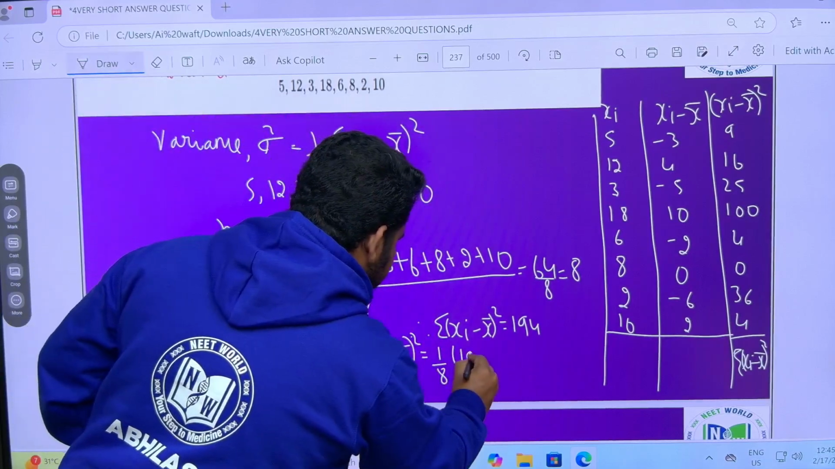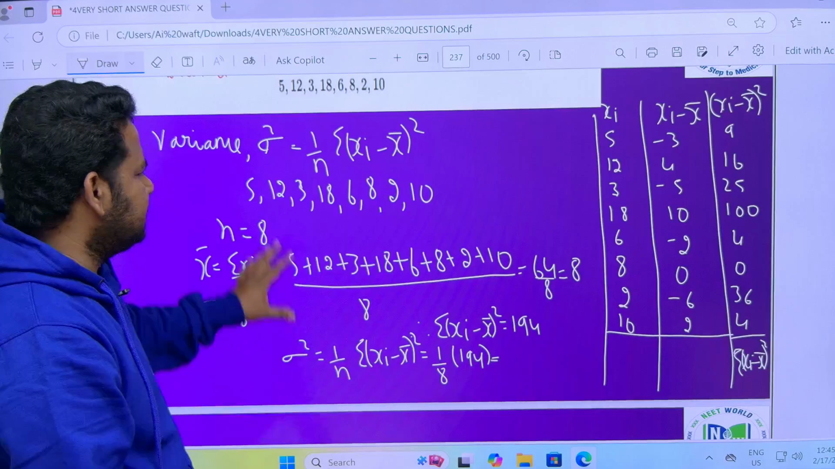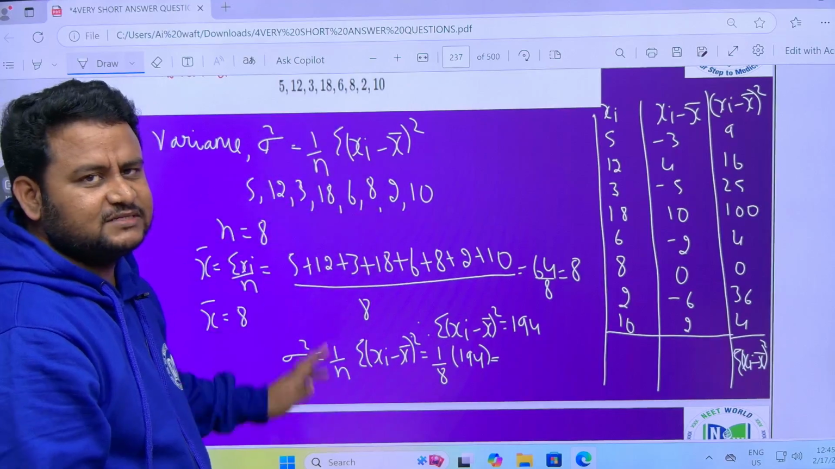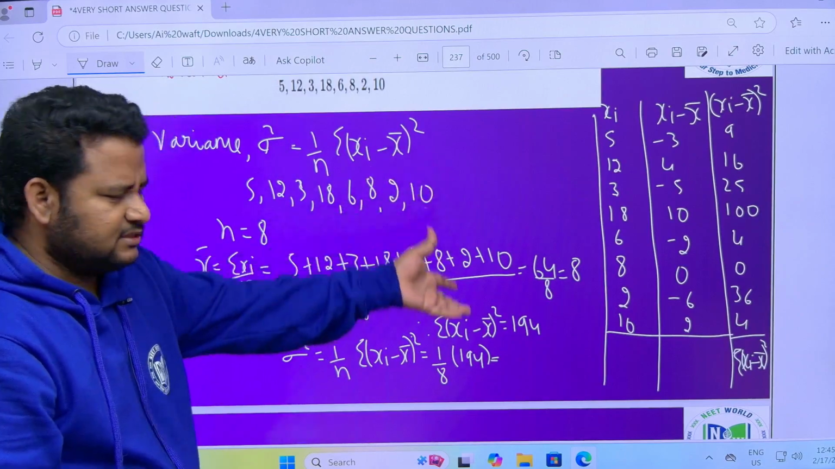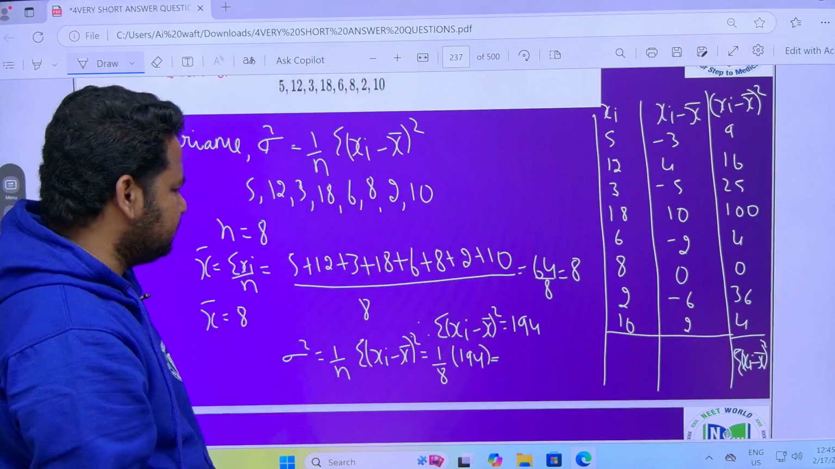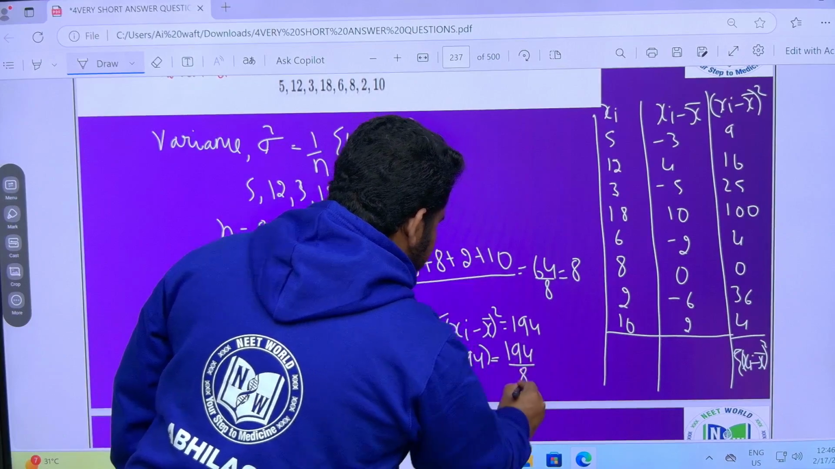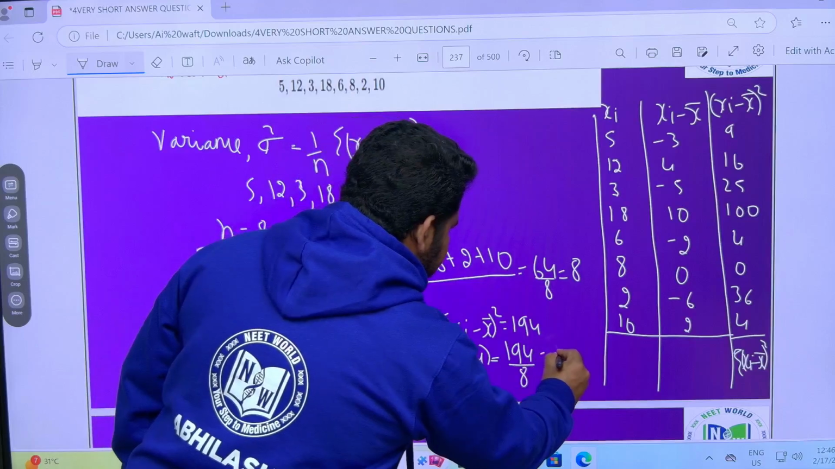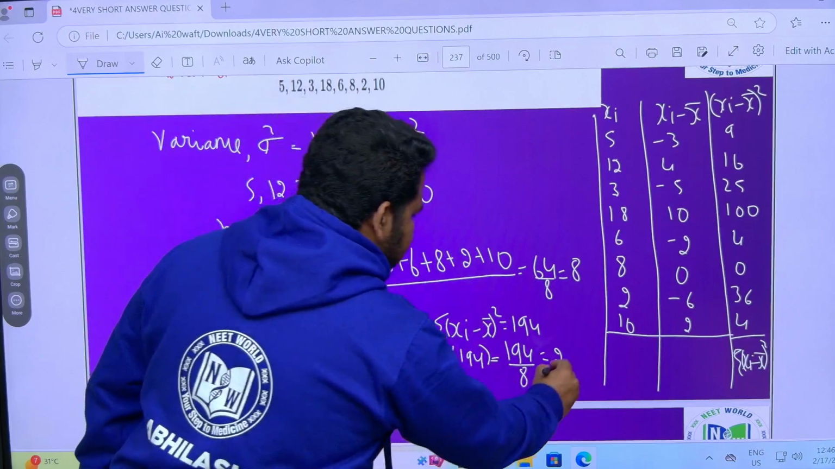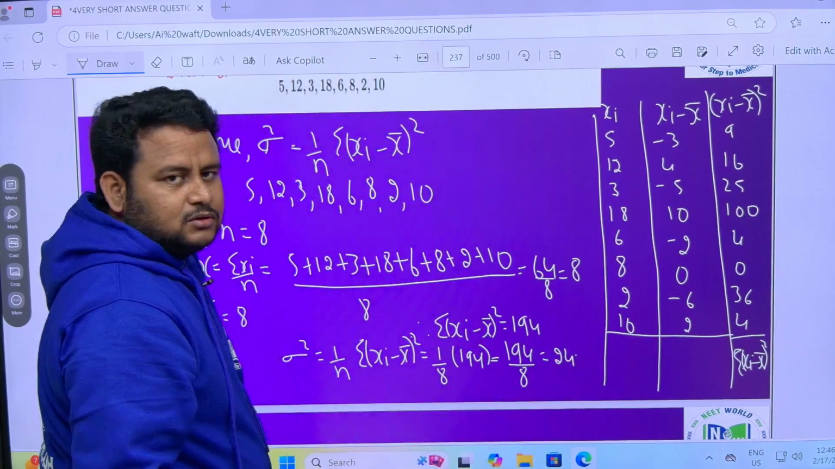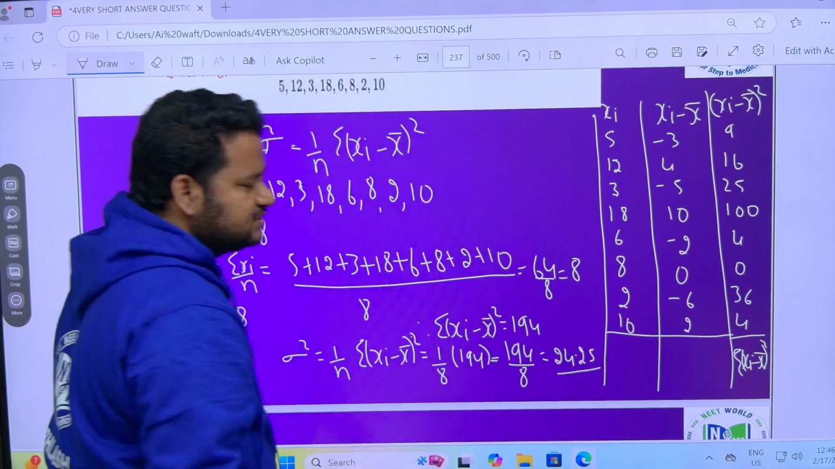You should be very careful while calculating, because this chapter is mainly about calculation. Other than that, the concept is very simple. This is actually high school level. If you know the formula, the calculations are only high school level, nothing much to worry about. So 194 by 8: 8 2s are 16, 3 will be left. 8 4s are 32, 2 will be left. 8 5s are 40. So it is 24.25. This is the answer to this question.